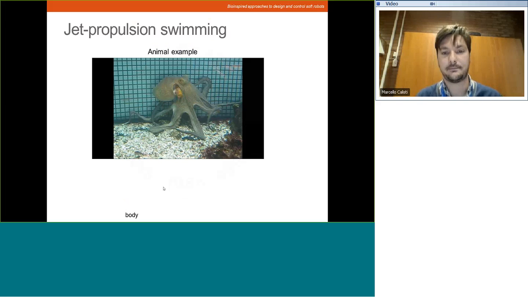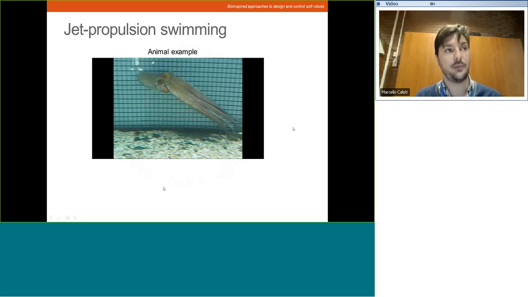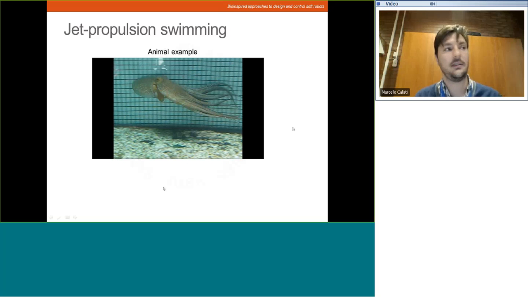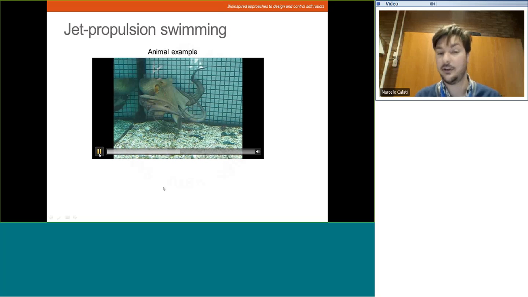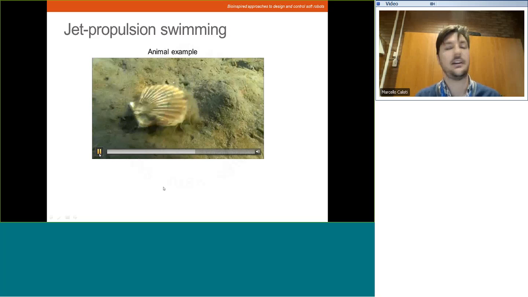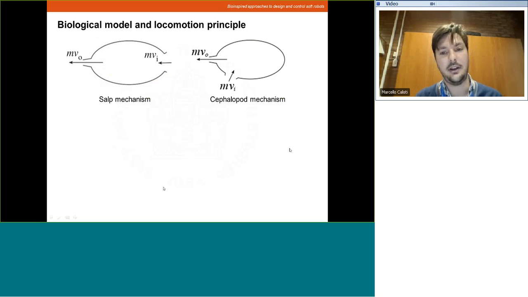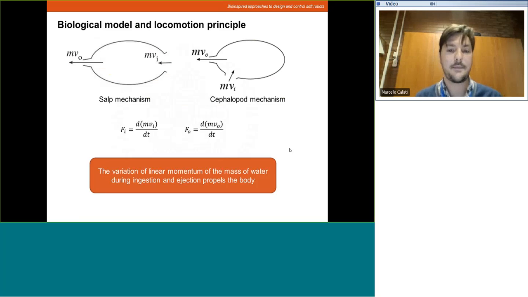Very briefly, the last example is the jet propulsion of swimming. You can see here the octopus that is performing this jet propulsion locomotion, and here is a salp. Different ways, but the same mechanism, basically a variation of the linear momentum of the water that you are injecting in and ejecting.